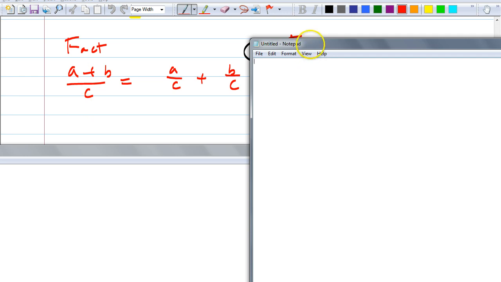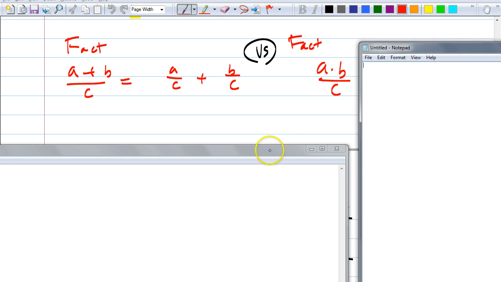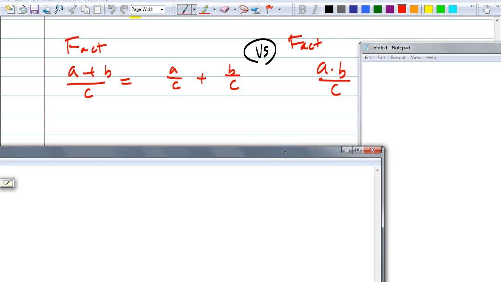Second fact that you should be aware of. What was this? A times b over c. How do we get a times b over c? Was it a over c times b over c? No. That would mean that you get ab over c squared, right? So please be careful. What does this mean? A times b over c.